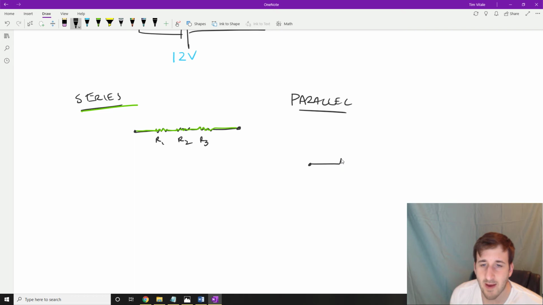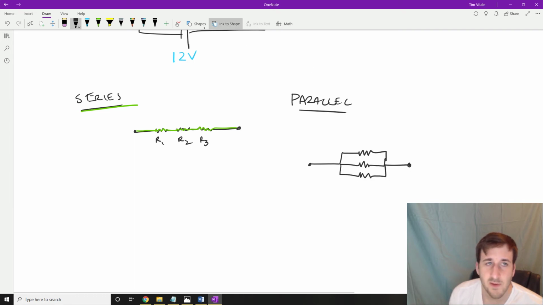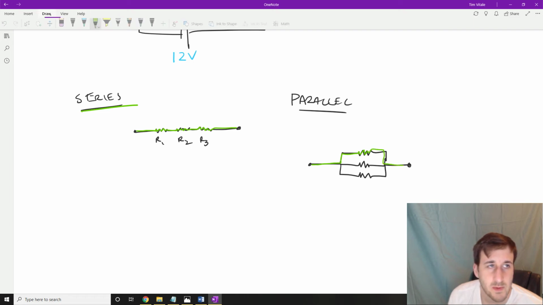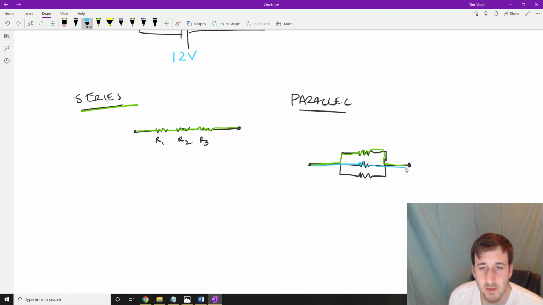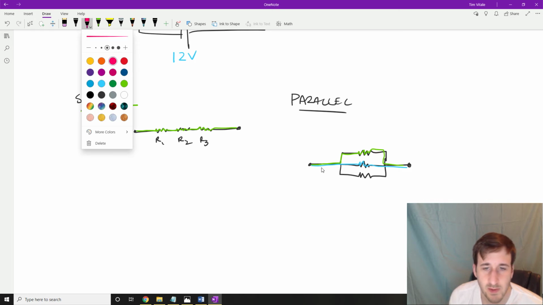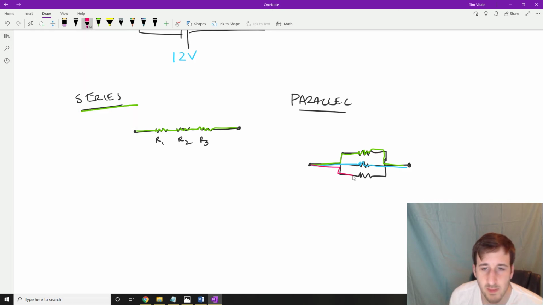So let's say that we have a resistor here like that, a resistor here like that, and then a resistor here like that. So if we look at this scenario, there's three different paths that the electricity can take. It can go like this. It can go like this. Or it can go like this.